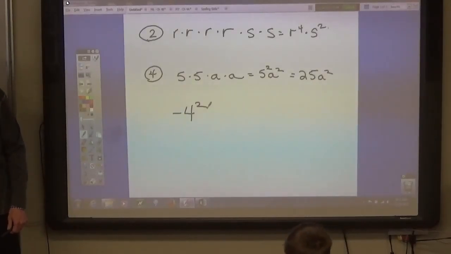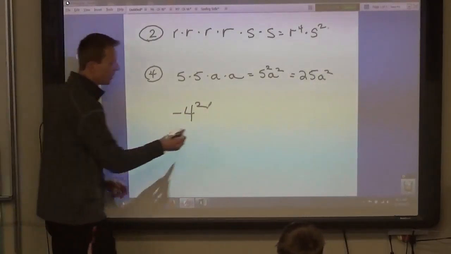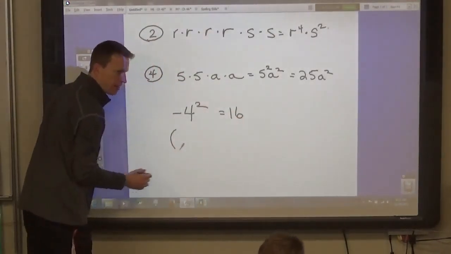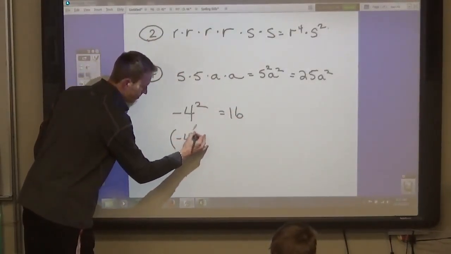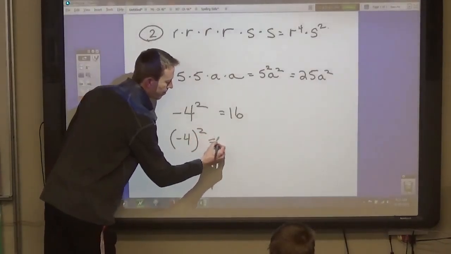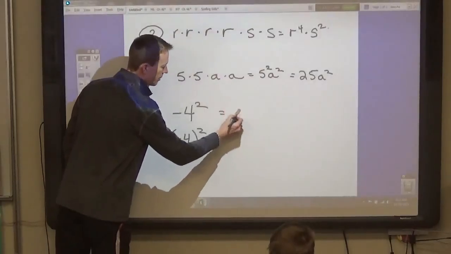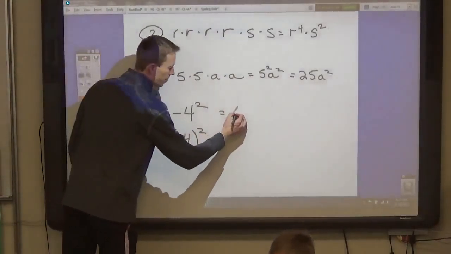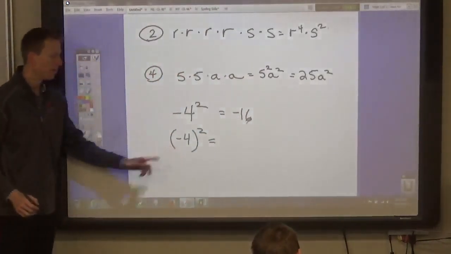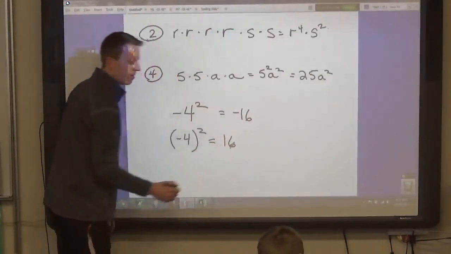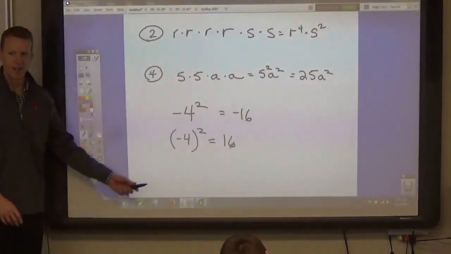What do you get? Negative 16. Now put this into your calculator. Parentheses. Oh wait, I've said negative. It is negative 16, isn't it? What's this one? 16. Why? Yep, that's part of it. There's parentheses around it.